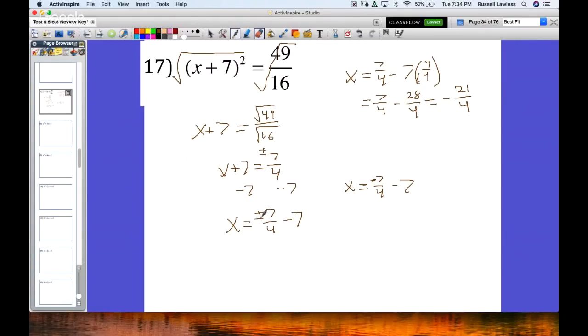And again, I just skipped a step. So just to recap, this was the positive negative 7/4 minus 7. So you're taking 7/4 minus 7, and then now we're looking at negative 7/4 minus 7. So we know that this is 7/4, or it's negative 7/4. And then we're subtracting that 28 over 4 to get equal to negative 35 over 4. So then x equals negative 35 over 4 and negative 21 over 4.